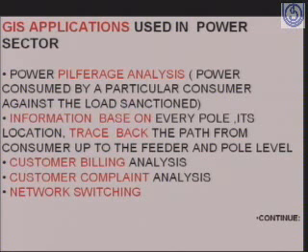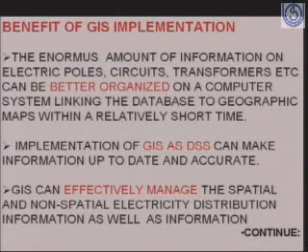Information for every pole, its location, and tracing back the path from the consumer up to the feeder and pole level. Basically, in case of fault analysis, GIS helps with this tracing back. Customer billing analysis, customer complaint analysis, network switching. The enormous amount of information on electric poles, circuits, transformers, etc. can be better organized on a computer system linking the database to geographical maps within a relatively short time.